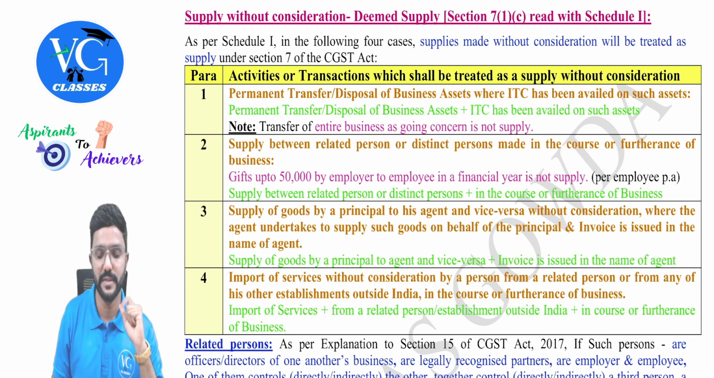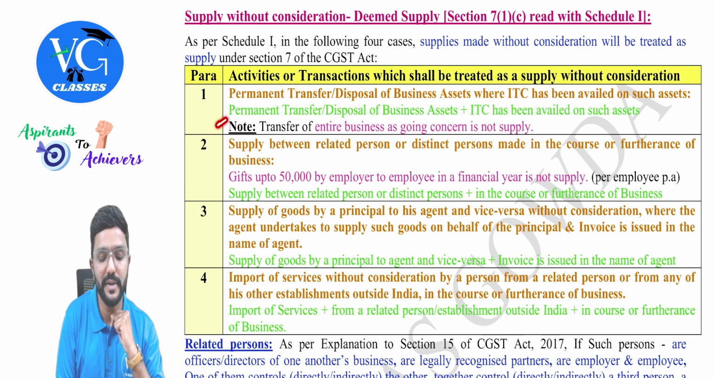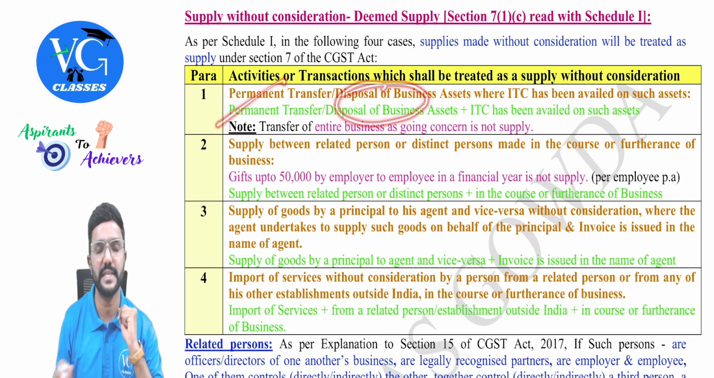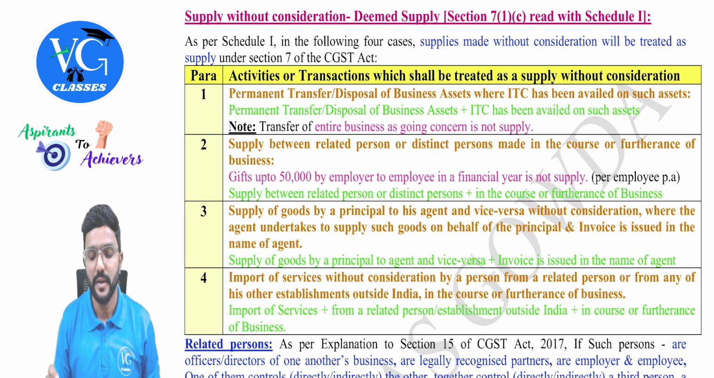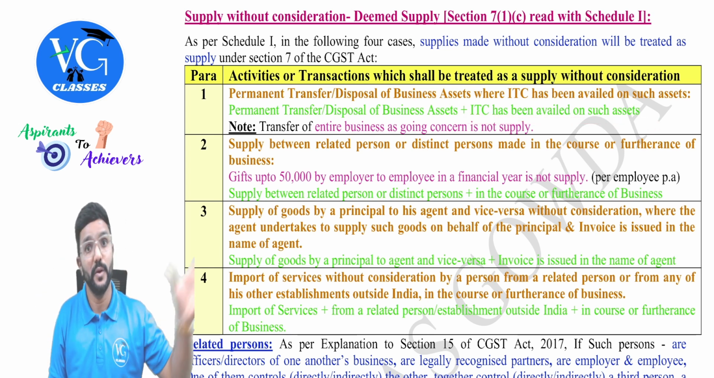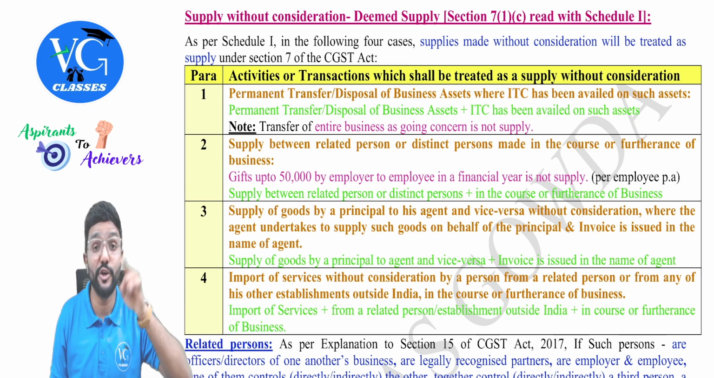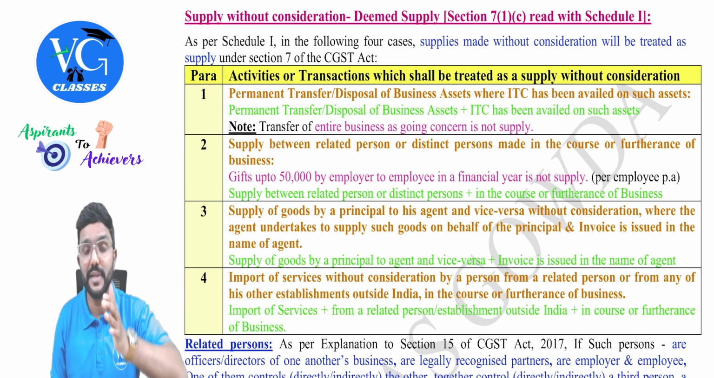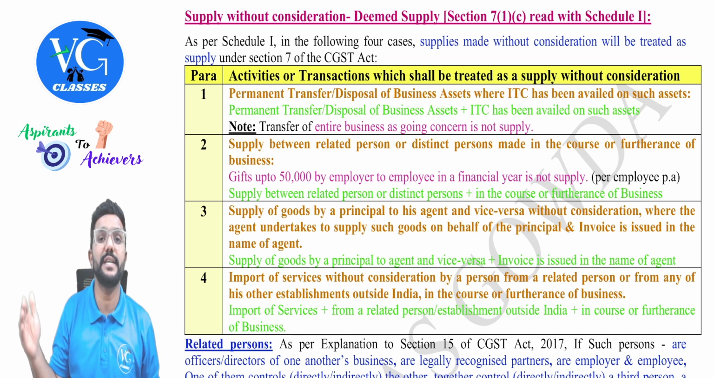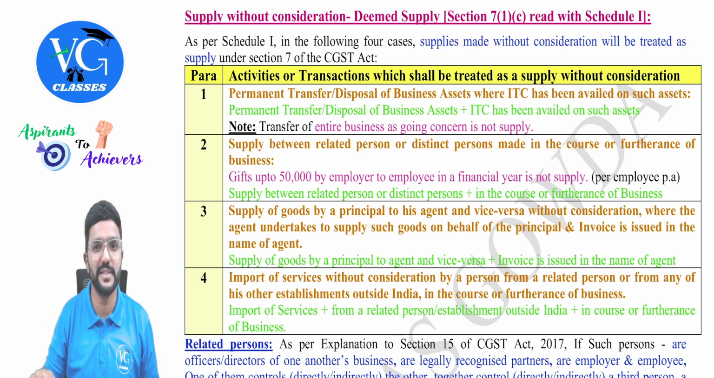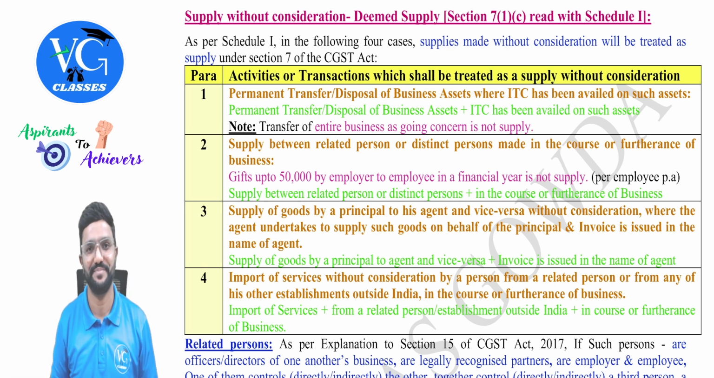But the condition is what? There is a permanent transfer or disposal of business asset. Title is transferred, but on that there is no consideration. But when you purchased that asset, you claimed an ITC. On purchase you paid input tax, you claimed the credit, and later after using it for some days or some months in your business, you are giving it free of cost. So when you give it free of cost, is it a supply? Yes, it is a supply.